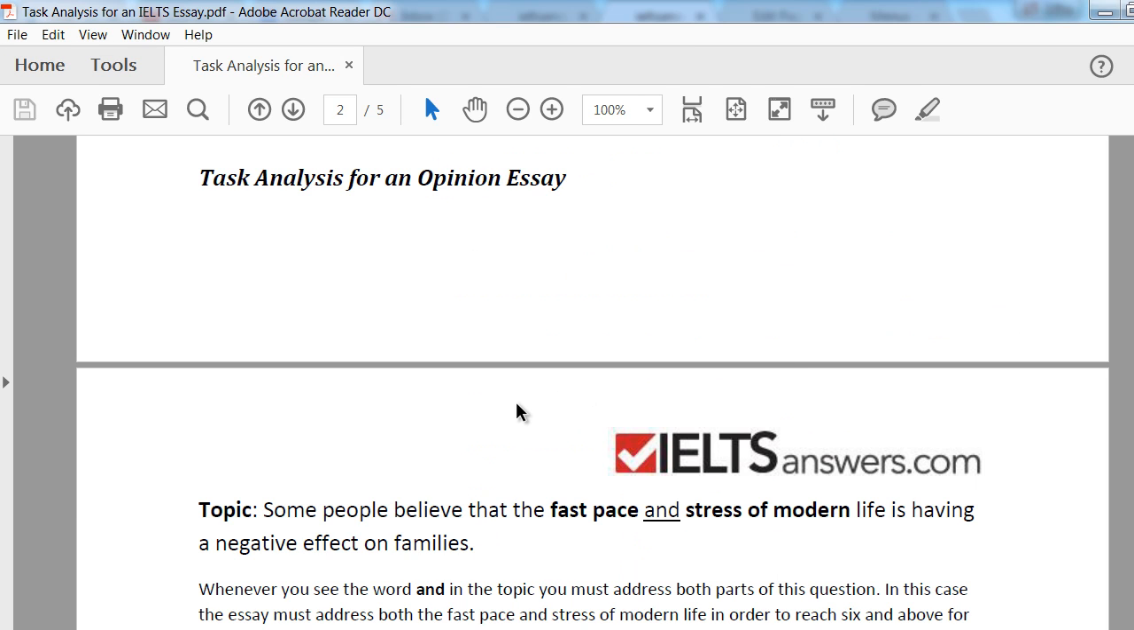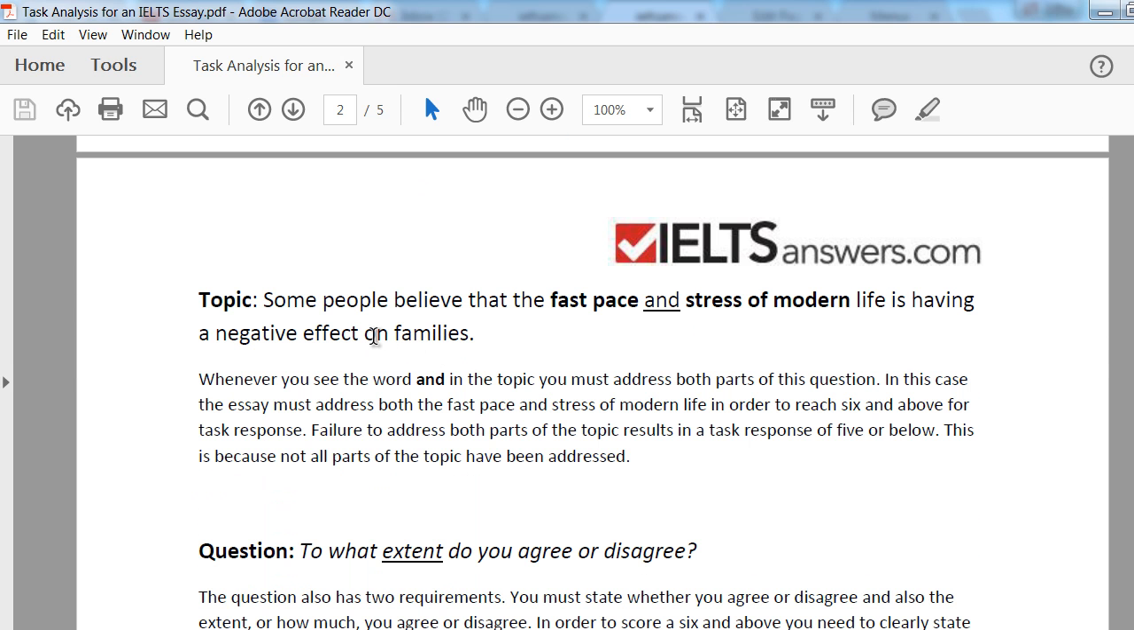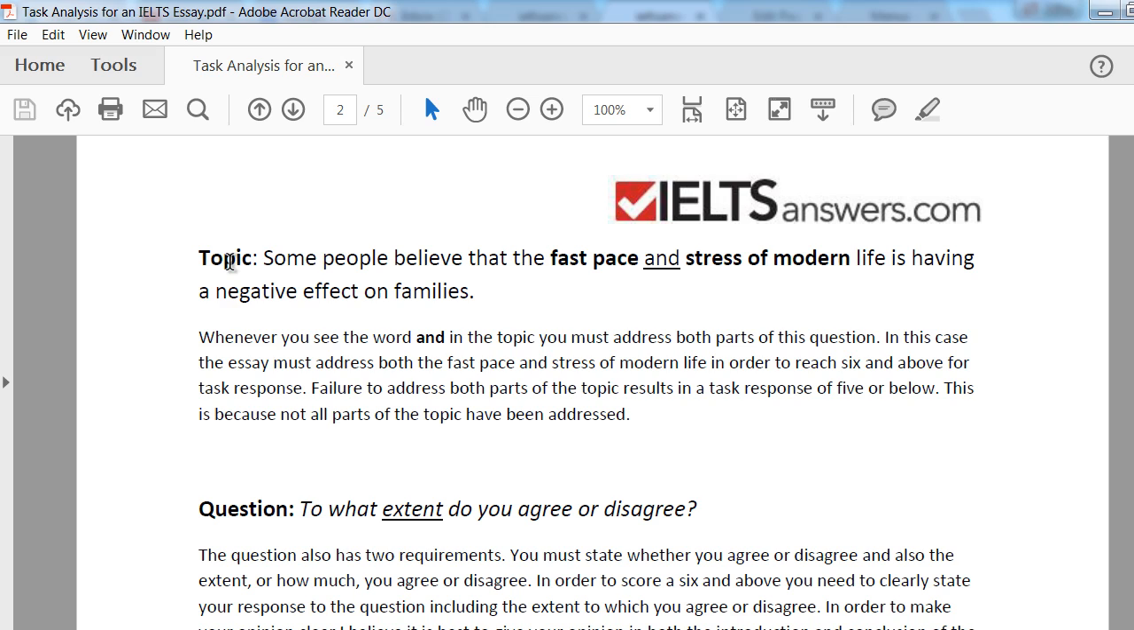So the first task that we're looking at is an opinion essay. Okay, so let's have a look at this task in a bit more detail. So we've got, first of all, the topic. Some people believe that the fast pace and stress of modern life is having a negative effect on families.